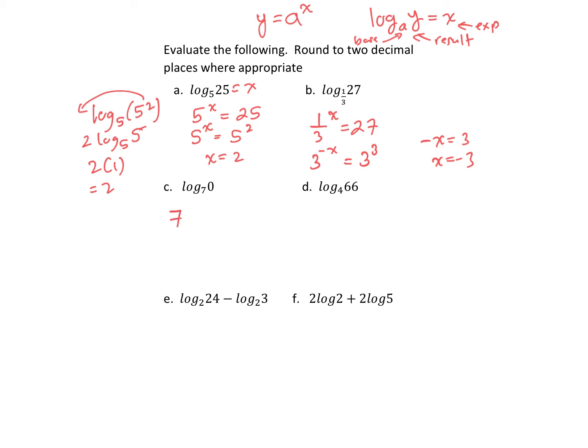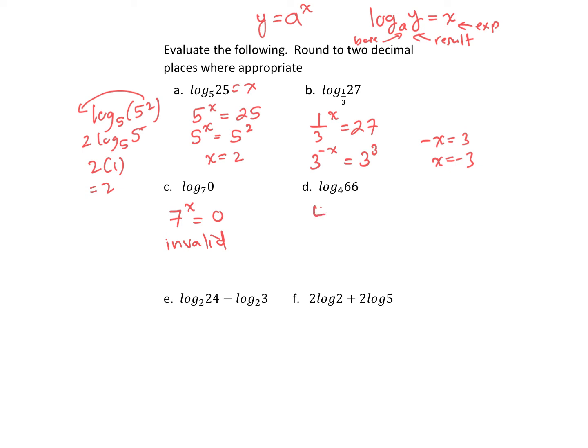I'll put this in exponential. 7 to some power equals 0. Well, that is impossible. There is no solution. We can't have 7 to a power and get a result of 0. So think of 7 to any whole number is going to be a positive number. If x is a negative value, it's going to give me a fraction, but it's not going to get to 0. So anything equal to 0 is invalid. Anything negative is invalid. You can't get a base to a power and get a negative result.